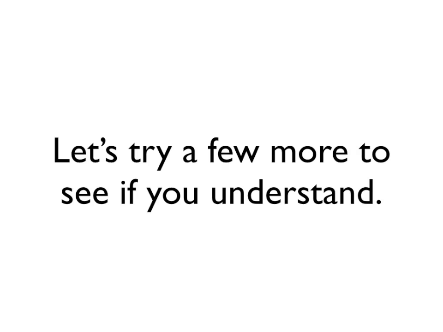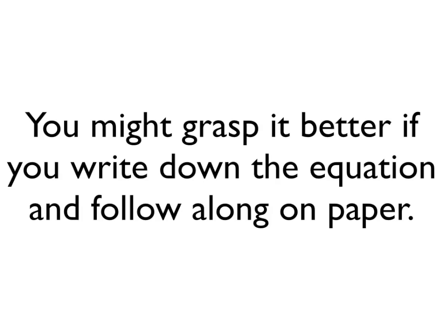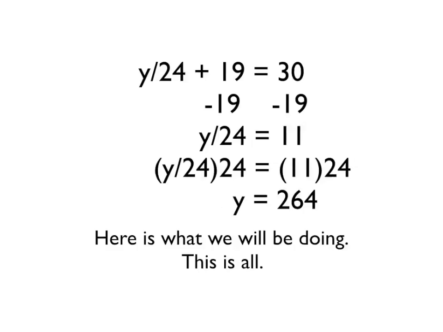All right, cool. So let's try 2 more. y divided by 24 plus 19 is 30. So we get a number, take a 24th of it, add 19 to that, and get 30. So again, maybe you want to write it down on paper, and here's what you can copy down. You can stop the video, copy this down, and then we'll work this out. We'll go through it step by step, make sure you understand.